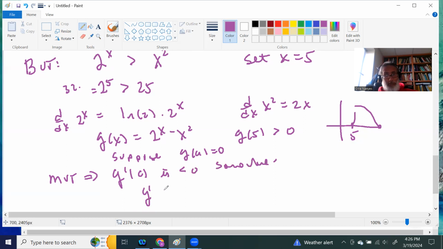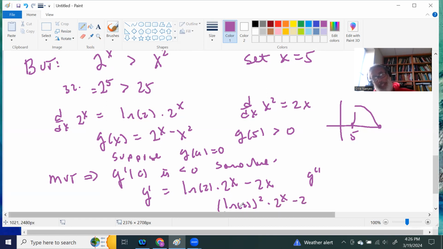But if you take a look at g prime, you get log of 2 times 2 to the x minus 2x. I claim that's not negative. If you don't believe it, look at g double prime. That's log 2 squared times 2 to the x minus 2. This is going to be bigger for x greater than or equal to 5. Therefore, this is positive at 5 and increasing. Therefore, this is always positive.